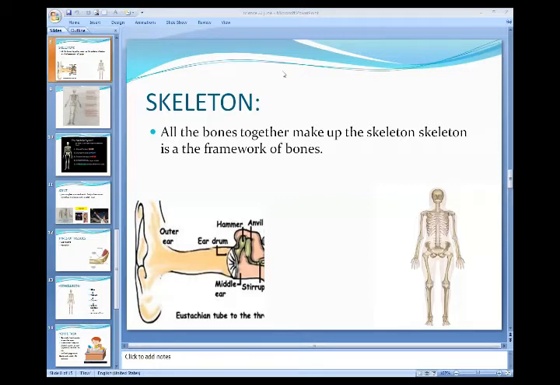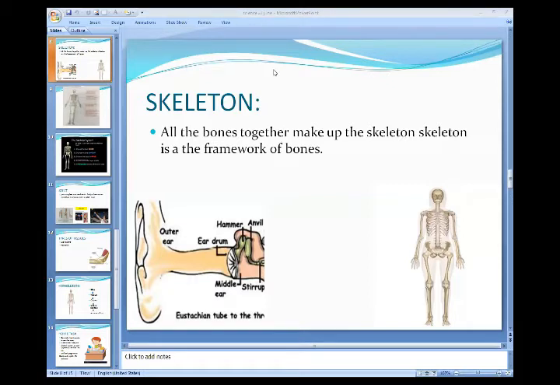300 bones. As they grow older, some bones fuse together and make our longest and strongest bone. In this picture, you can observe the picture of the ear and the skeleton. In our ear picture, you can see the three main parts.